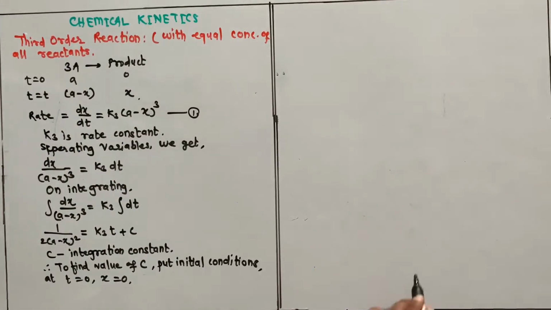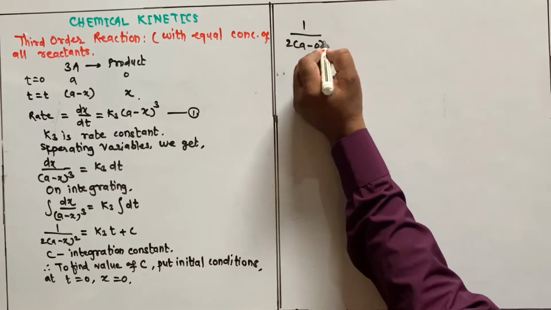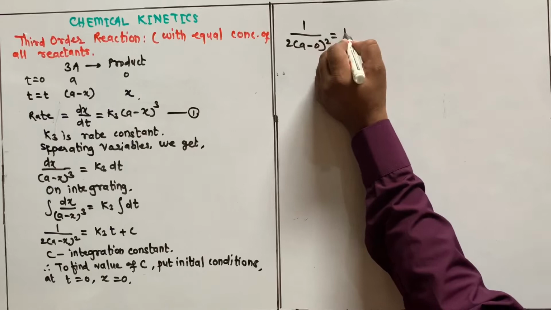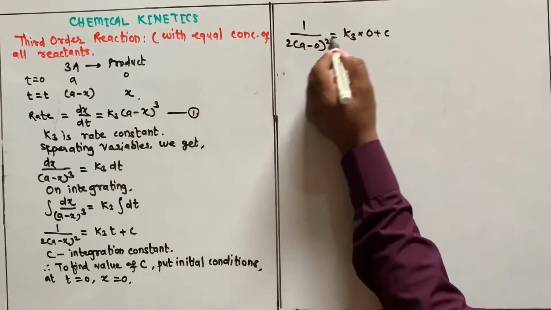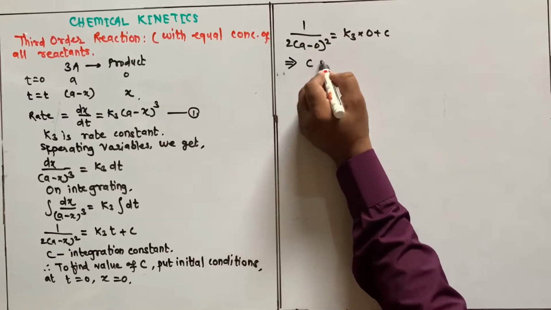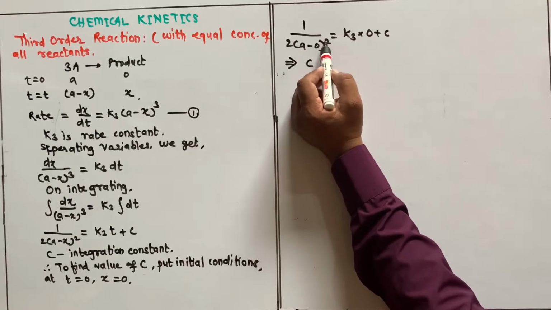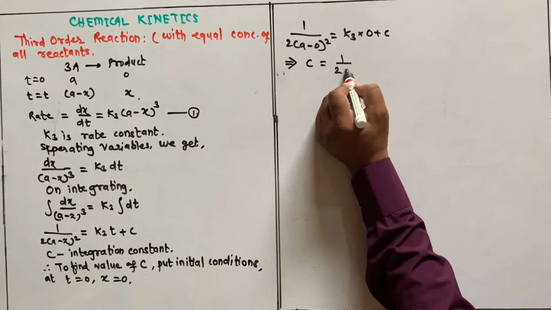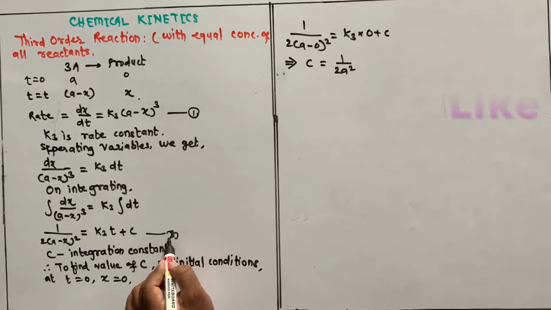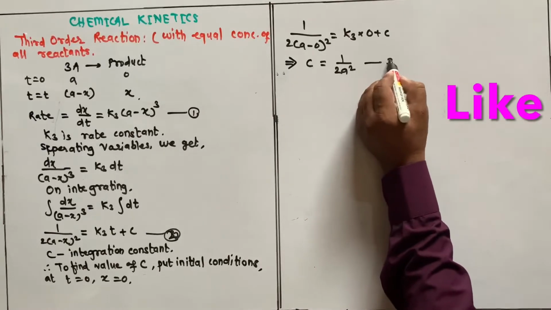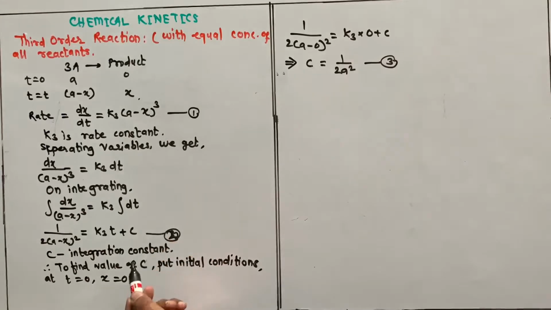Put the values as 1 upon 2 times (a minus 0) square is equal to K3 into t, where instead of t put 0, plus c. So that implies the value of c is 1 upon 2 (a minus 0), that means a square. So 1 upon 2a square is the value of c. This is equation number 2 and this one is c, equation number 3.